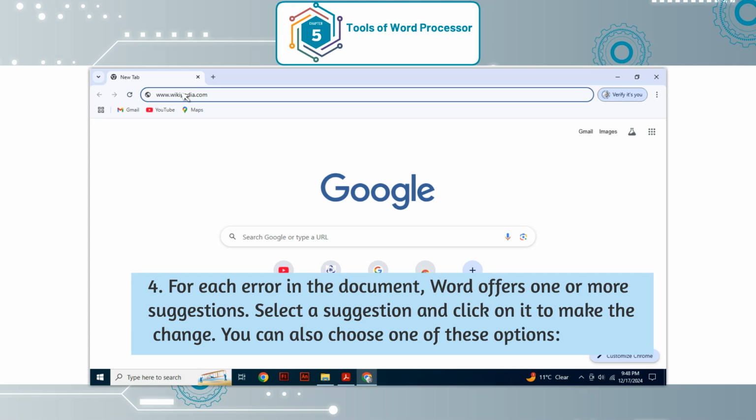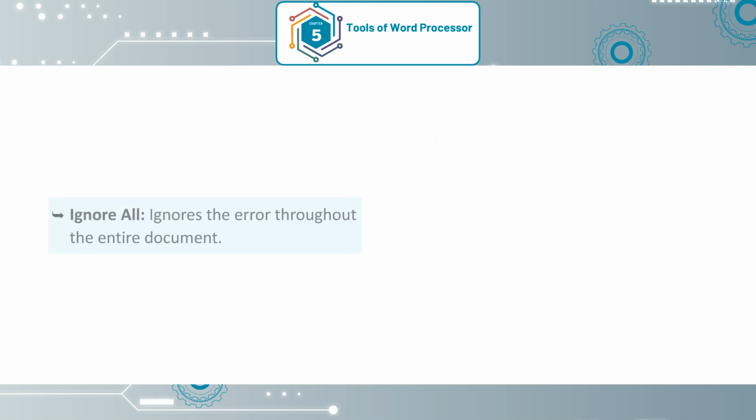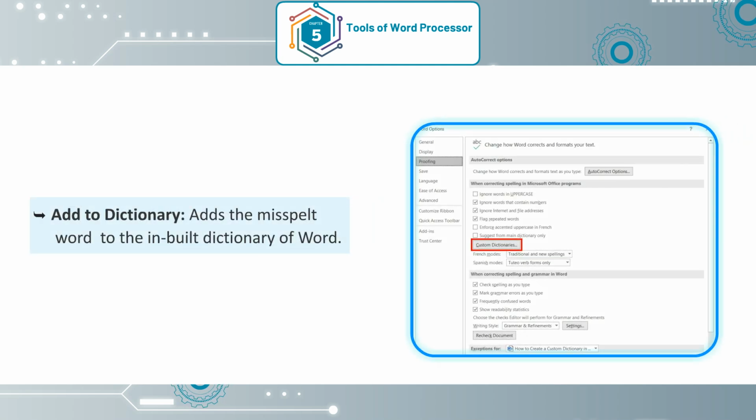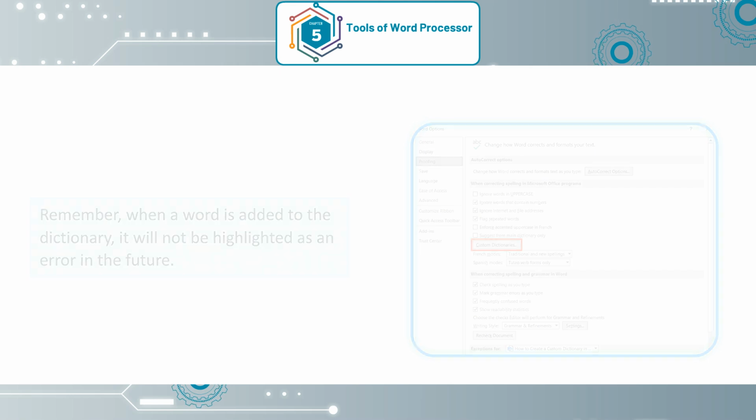You can also choose one of these options. Ignore once keeps the error as it is in the current location. Ignore all ignores the error throughout the entire document. Add to dictionary adds the misspelled word to the inbuilt dictionary of Word. Remember, when a word is added to the dictionary, it will not be highlighted as an error in the future.